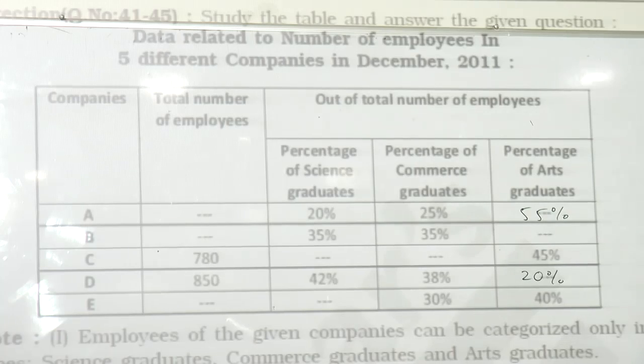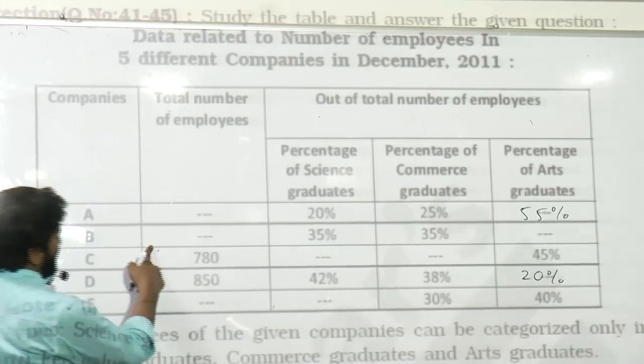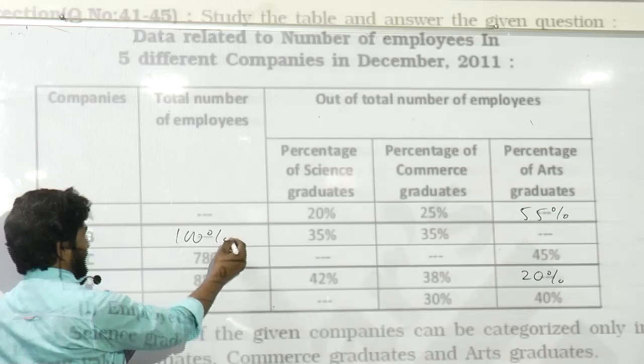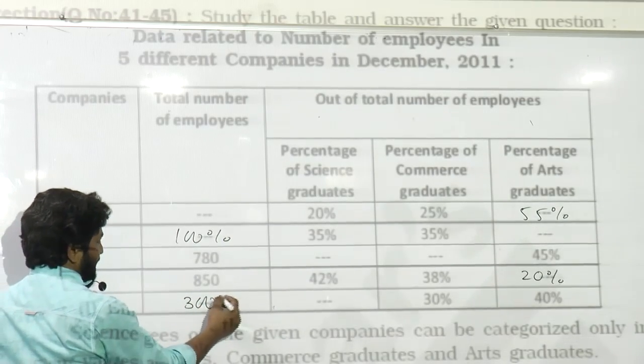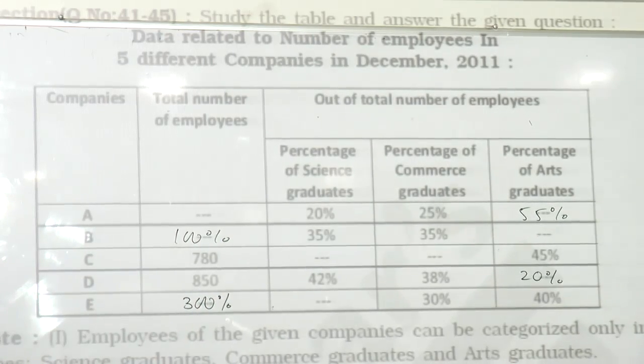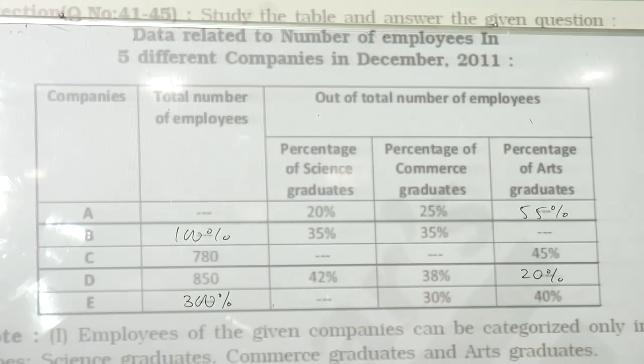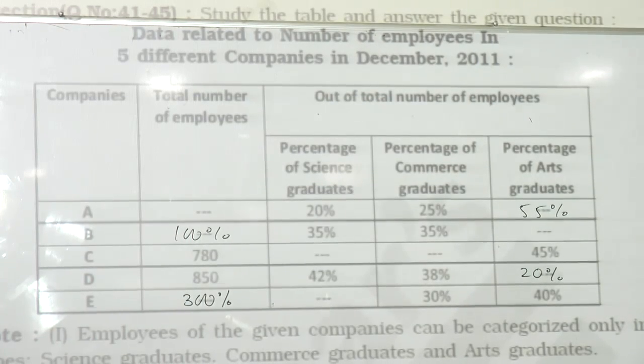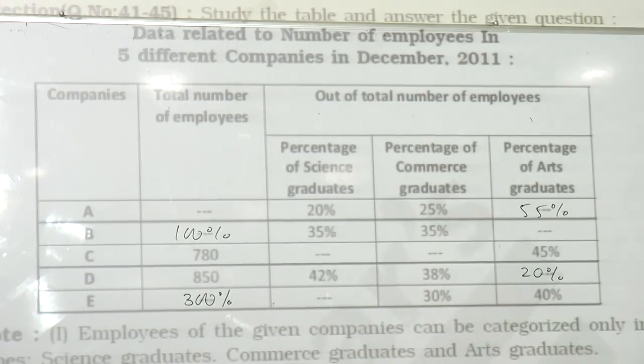Next, the total number of employees in company E was 3 times the total number of employees in company B. Let's say the total number of employees in company B is 100%, then in E it becomes 300%. The difference between arts graduate employees in company B and company E was 495. What was the total number of employees in company B?